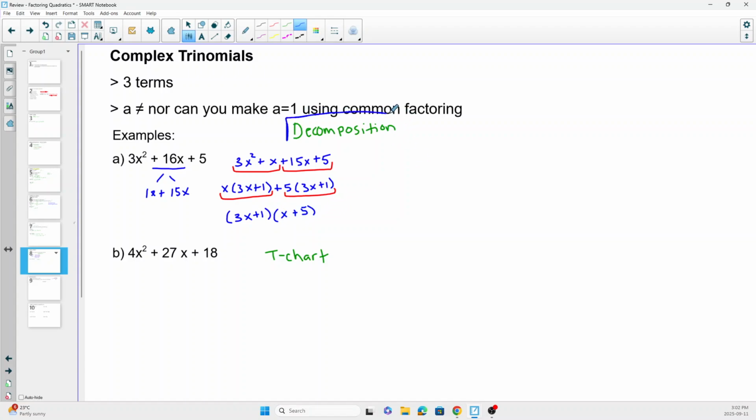And because we are all over the place in this course, from different boards and different schools, if that's the method you use, then that's the method you're going to keep using. Now, another method that you may or may not be familiar with is the T-chart.